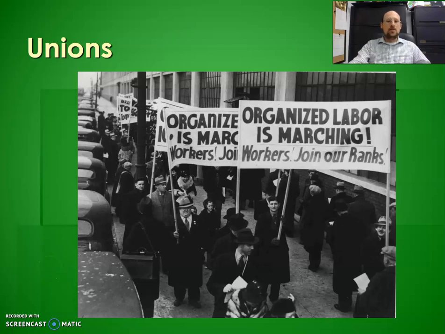One of the important methods of solving these problems is the formation of unions. A union is sort of like a successor to the medieval guild, in that it's a group of workers from the same job or the same type of jobs. You might see a union of textile workers, a union of steel mill workers, a union of coal miners. The main idea behind a union is the idea of collective bargaining.